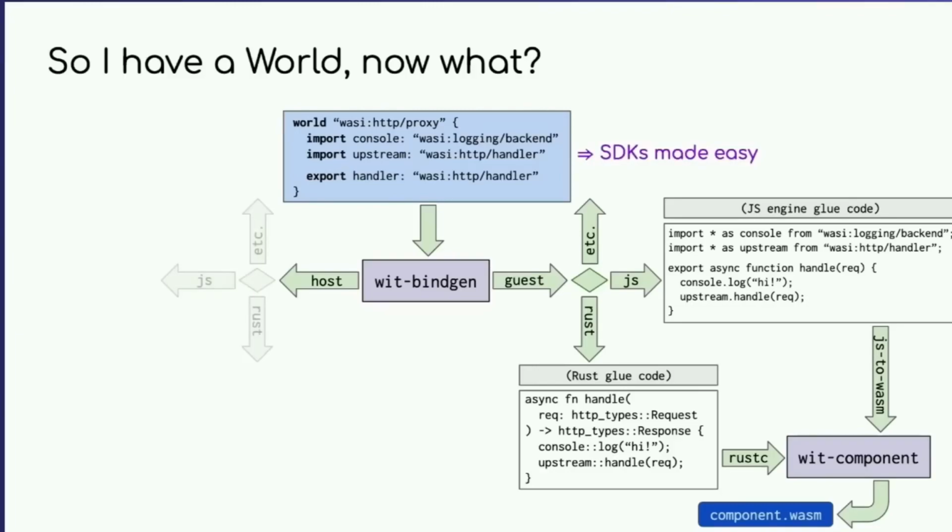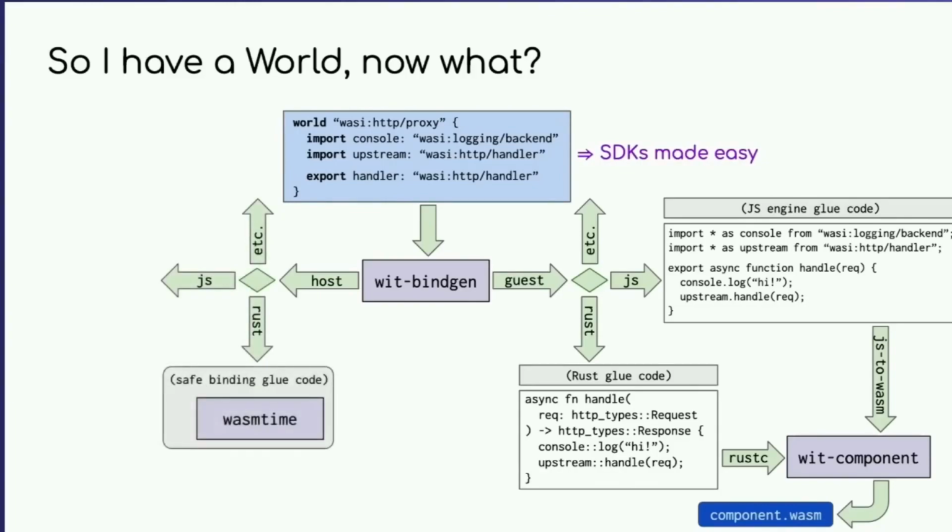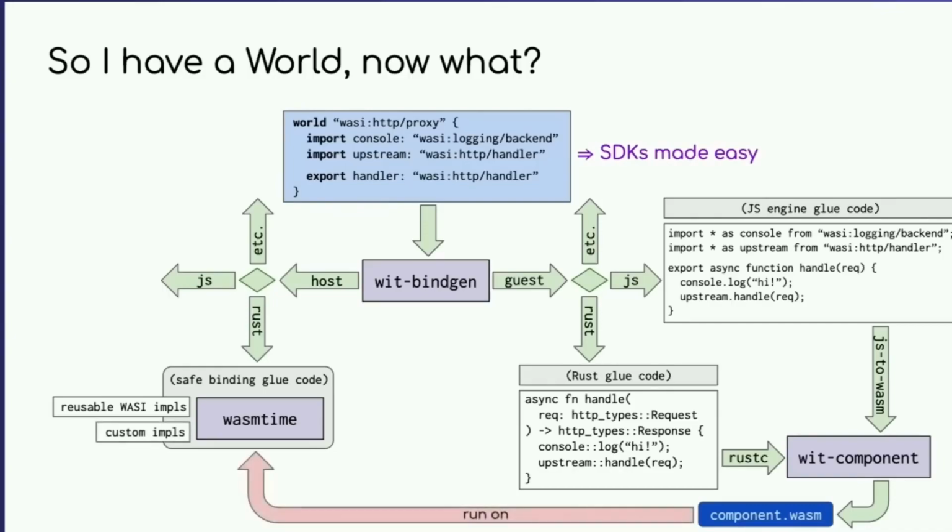Now, if I go the host direction, I'll again have the same language choice. If I go the Rust direction, what that will do is wrap Wasmtime with some glue code that gives me safe high-level traits that I implement for imports and call for exports. And into this, I can plug in reusable implementations of common standard WASI interfaces, or just my own custom implementations. And then this wrapped Wasmtime will be able to run the components that I compiled from the same world or any compatible world.